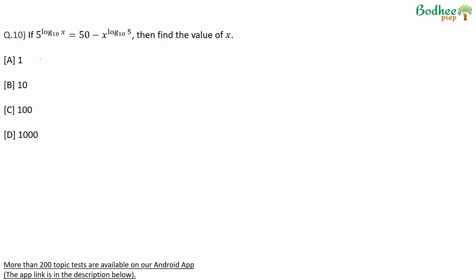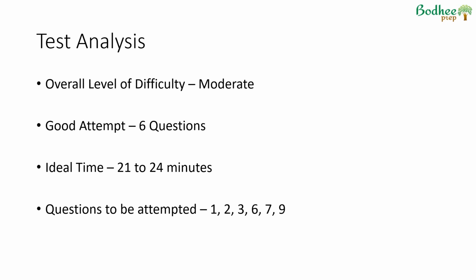Here again, because the property used was not a very ordinary property, so not counting this as one of the easier 6, and therefore my 6 short questions would be 1, 2, 3, 6, 7, and 9.